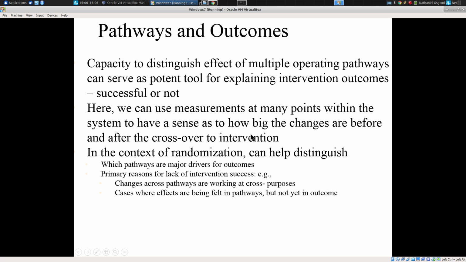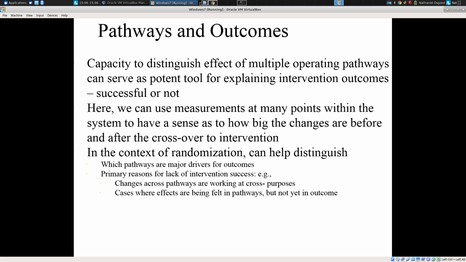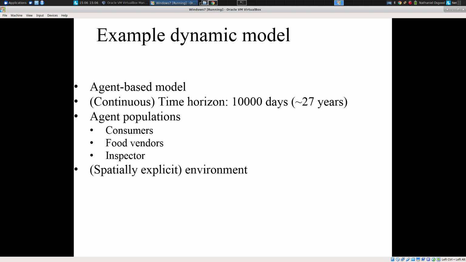So here we can use measurements at many points within the system. This gives us longitudinal information. That's what the nature of this picture is, to have a sense of how big the changes are before and after. And in the context of randomization, we can help distinguish which pathways are major drivers and the primary reasons for lack of intervention success.